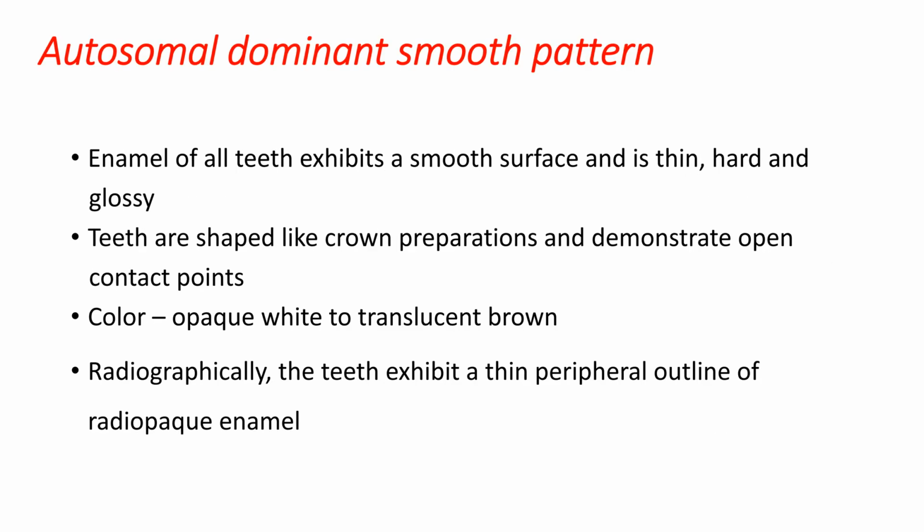Then is the autosomal dominant smooth pattern. The enamel of all teeth exhibits a smooth surface and the enamel is thin, hard and glossy. The absence of appropriate enamel thickness results in teeth that are shaped like crown preparations and demonstrate open contact points. The color of the teeth varies from opaque white to translucent brown. Radiographically, the teeth exhibit a thin peripheral outline of radio-opaque enamel, often with unerupted teeth exhibiting resorption.